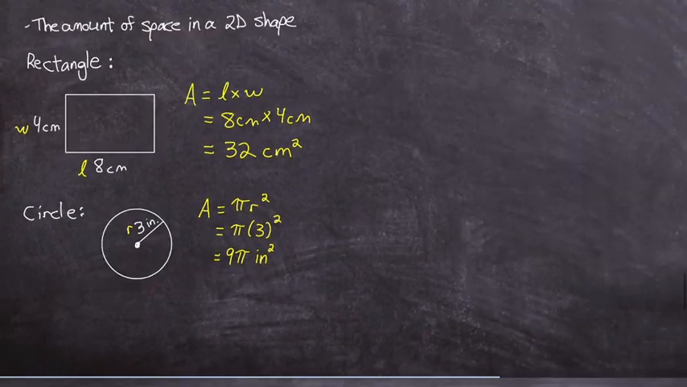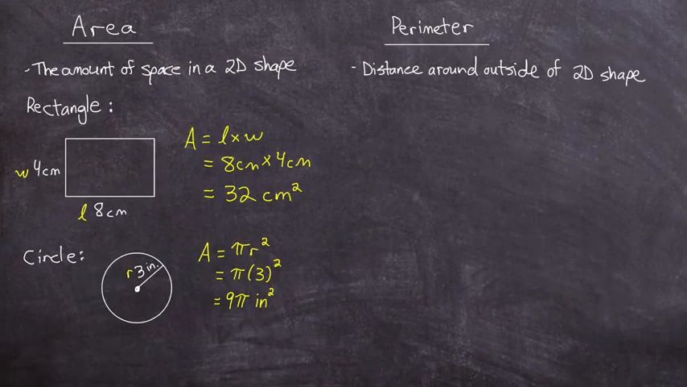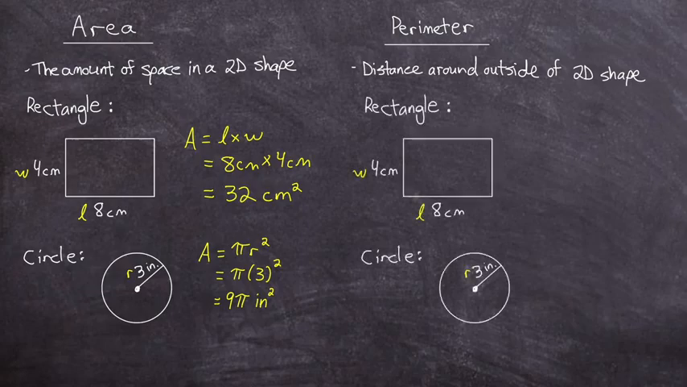And now let's take a look at perimeter. So we'll look at those same two shapes. Starting with the rectangle, if I want the distance around the outside of the rectangle, I just have to add up all of their side lengths.